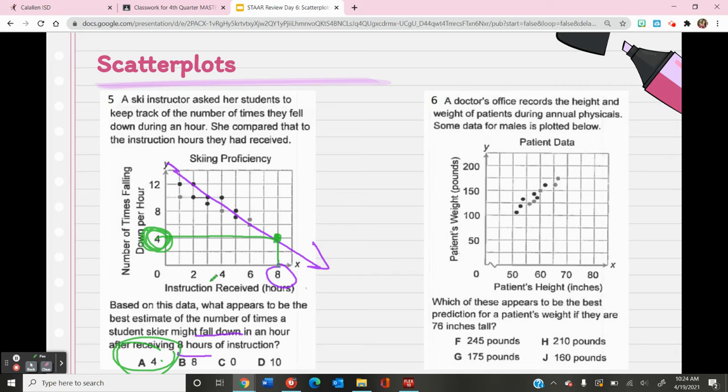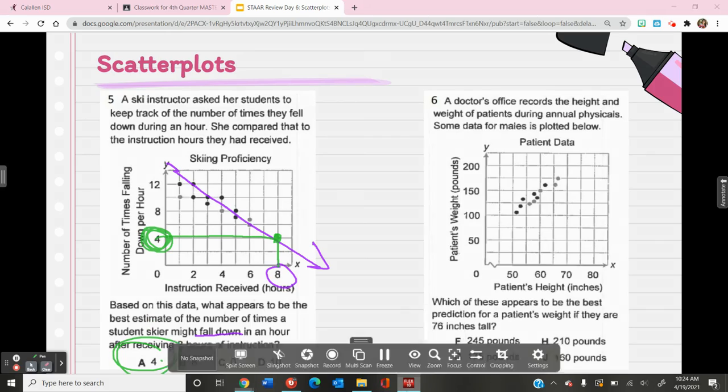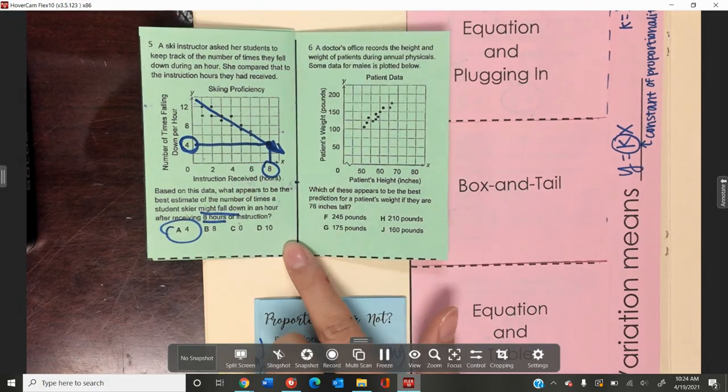Again, I just want to stress to you, it's very important that you read these labels, because some of you might have come over here and read the amount of hours of instruction as your Y and the amount of times they fell as X, and then you would have gotten your answer mixed up. So it's very important that you're reading these labels. And again, just looking at your foldable, this is everything you should have written down for number 5.